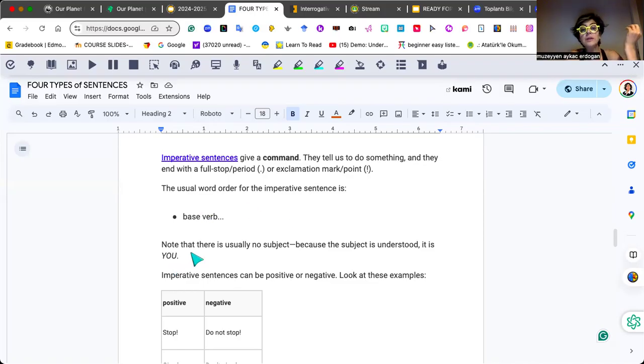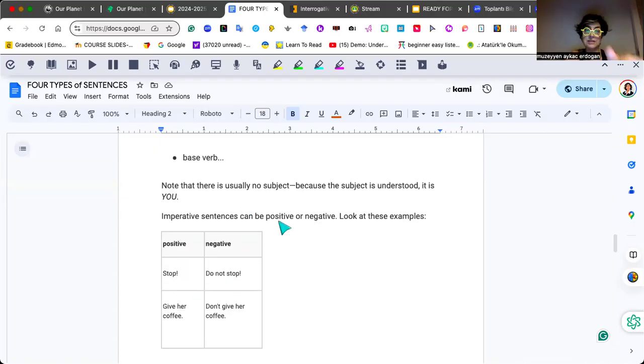And neyse, note that bu arada there is usually no subject, as I said earlier, because the subject is understood. It is you. Yani these kinds of sentences are normally addressing a subject we call you. This can be a singular you, yani second person singular, or second person plural olabilir. Yani ikinci tekil ya da ikinci çoğul olabilir. It means that when you write or use these kinds of sentences, you are addressing the second person singular or second person plural.